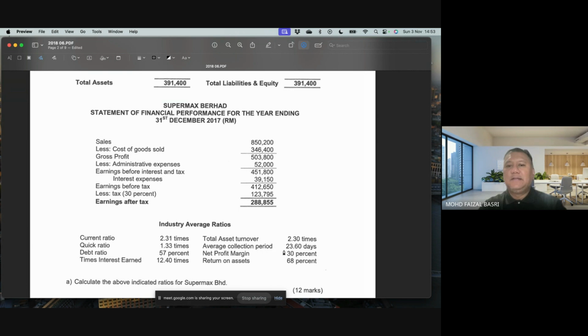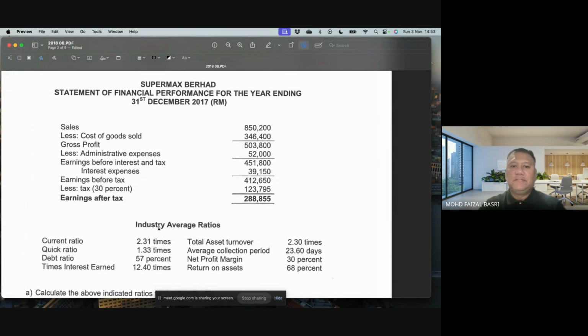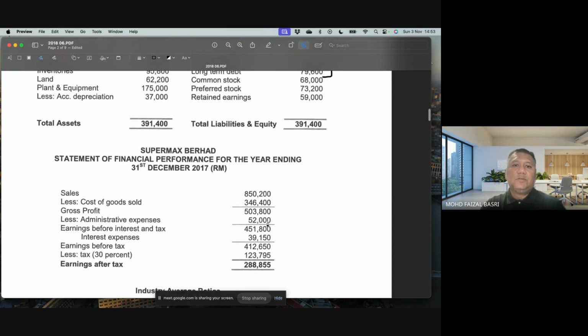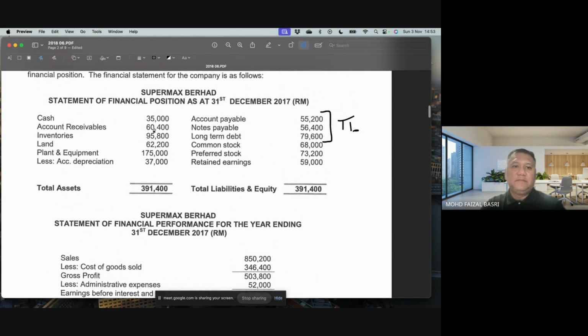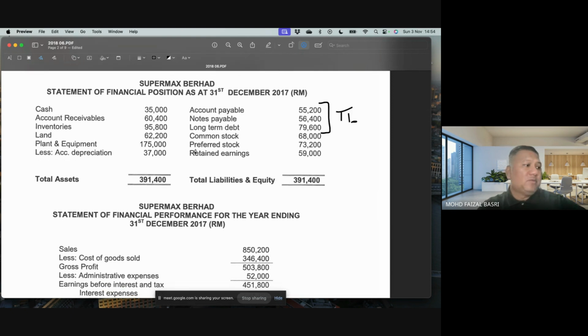So ACP selalunya memang akan ada lah dalam pasaran ni. So ACP for the industry average is 23.6 days. Okay, it's about 24 days lah kat sini. So untuk calculation ni, we need the account receivable. So account receivable adalah 60,400. And we need sales. So the sales is 850,200. So if you take that, 60,400 divide by sales 850,200, and then you multiply dengan 360, you get about 25.6 days. Supermax punya ACP, average collection period adalah about 25.6 days.